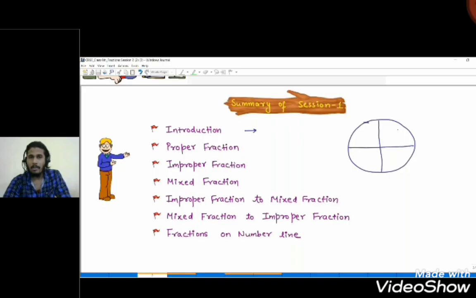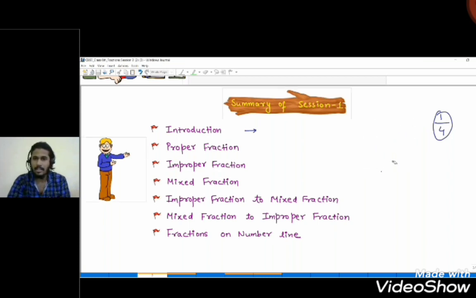So what is the fraction share of each friend in this pizza? If we go by the principle part by whole, there is a total of 4 in the whole pizza, and the part that each kid gets is 1. So 1 by 4 is the fraction share of each person who is having a share in this pizza. So this is how we define a fraction. I hope that everyone is able to recall the concept of what basically a fraction is.